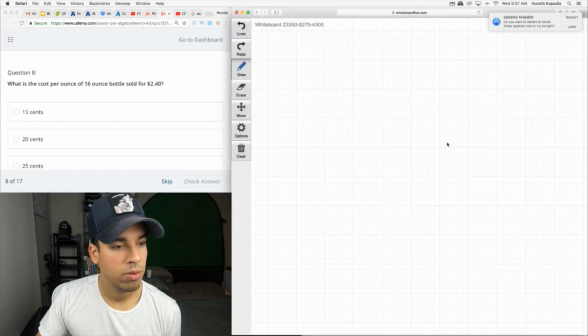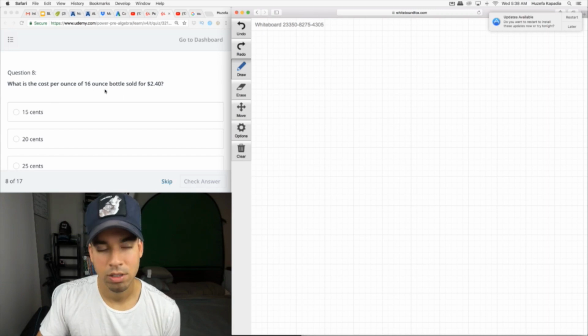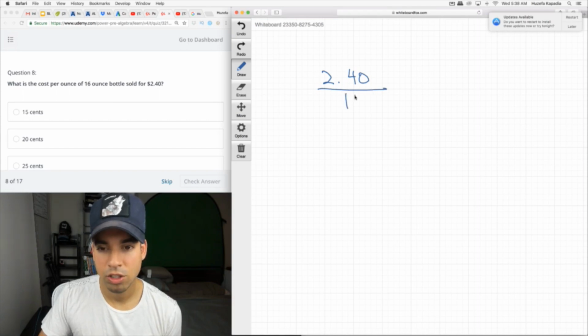All right, question number 8. What is the cost per ounce of a 16-ounce bottle sold for $2.40? Cost per ounce, right? So what does that mean? We're doing the dollars divided by the number of ounces, which is 16.